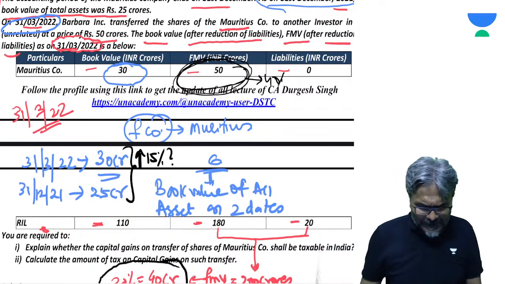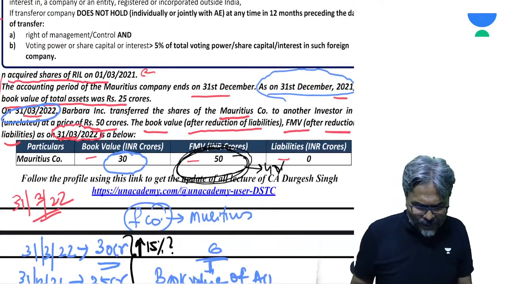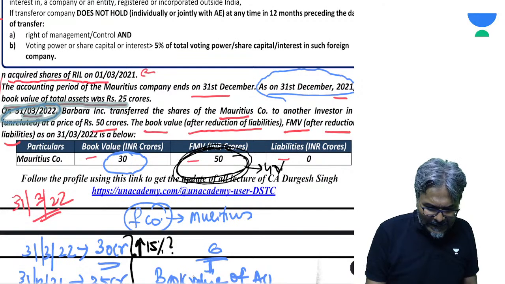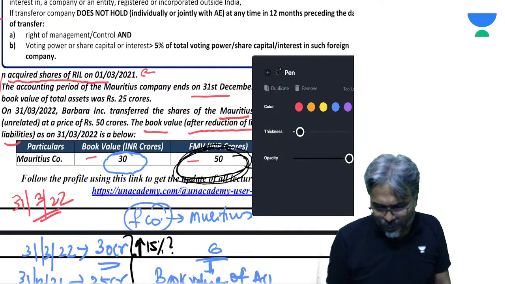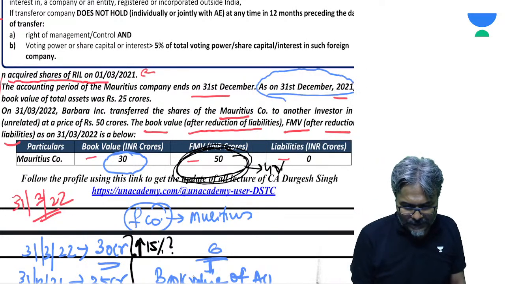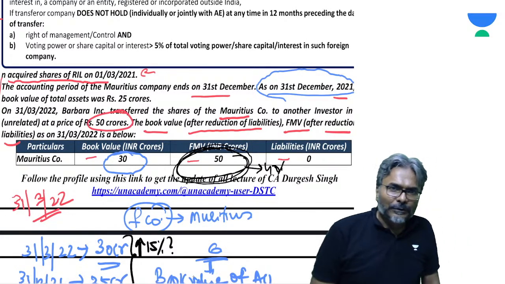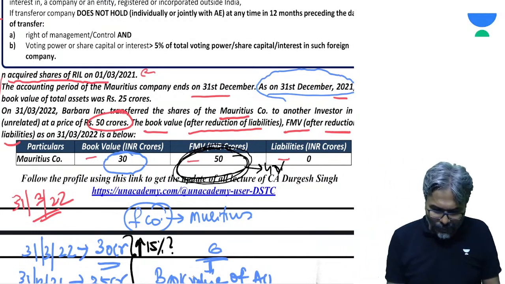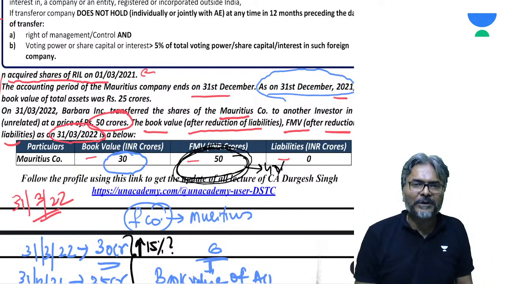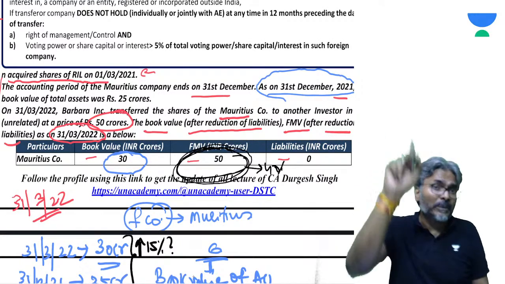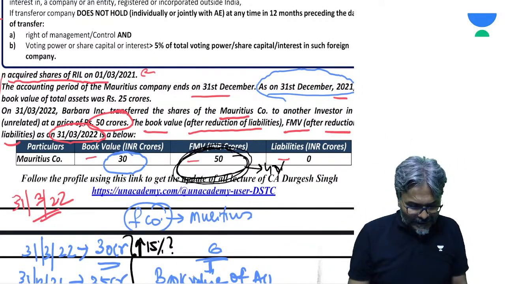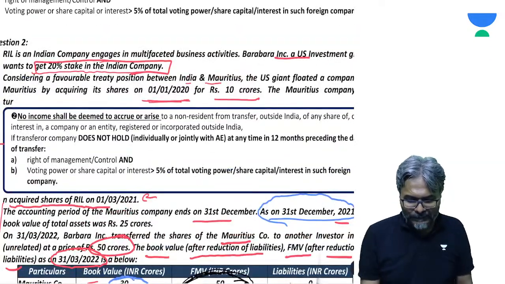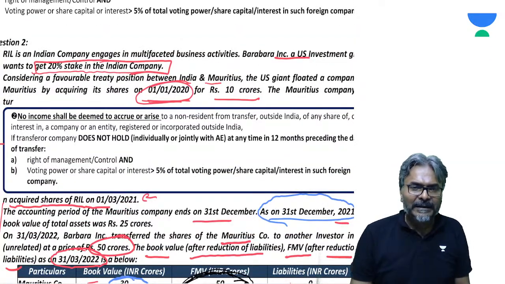What is the selling price, by the way, students? We already know the selling price of the shares in this particular context. How much is that? 50 crores. What is the date of transfer? 31st March 2022. When the shares of the Mauritius company, which they have transferred, were acquired, they were acquired on 1st of Jan 2020.